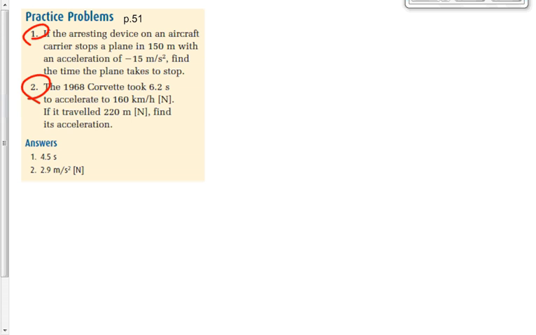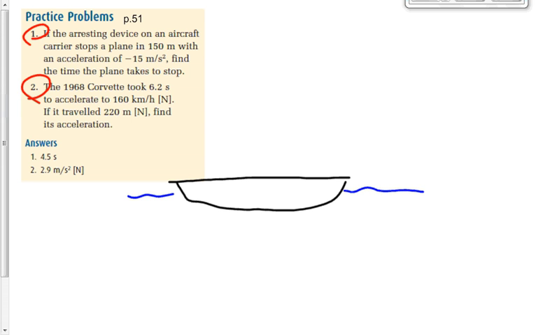Do you know what the arresting device on an aircraft carrier is? No, not parachutes. Yeah, they have a cable across the runway of the aircraft carrier, across the deck. And when a plane comes in, there's a little hook on the bottom of that plane. When a plane comes in to land, let's say this is the aircraft carrier here. The plane comes in to land here.